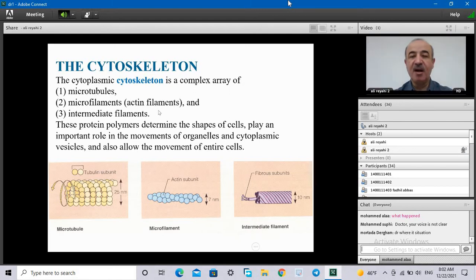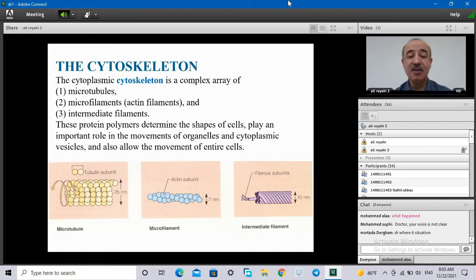Microtubule, microfilament like the actin filament. You heard about the actin filament previously, okay? And intermediate filament. These proteins form the shape of the cells, or form some accessory of the cells like the cilia or flagella, for example, and help the movement of the cells, okay?